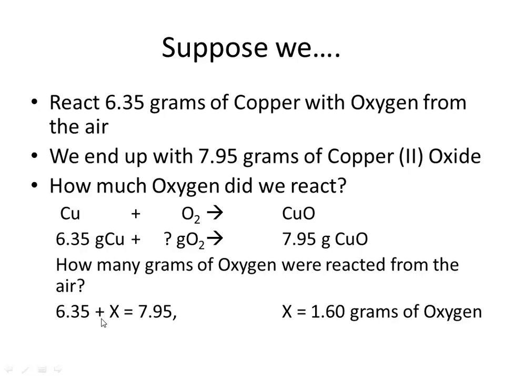1.60? So, yeah. If I started with 6.35 grams of copper, I ended with 7.95 grams of copper oxide. You can set it up like an algebraic equation, or just subtract what you started with from what you ended up with, and you end up with 1.6 grams of oxygen. Does that make sense? Yeah. So the total mass of the products has to equal the total mass of the reactants.